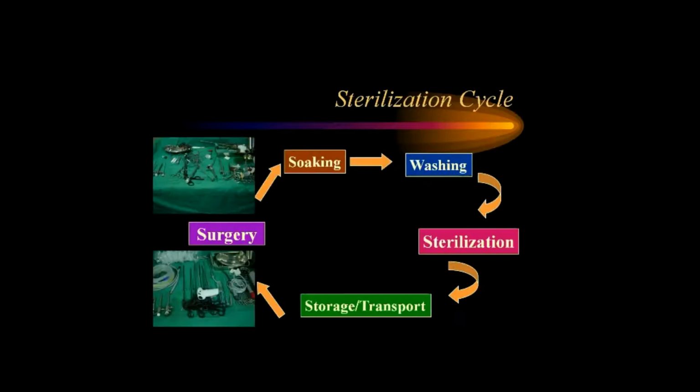Next slide. Let us see this slide carefully. After surgery, the blood-stained instruments have to be taken, disassembled and immediately soaked. Soaking is stage 1 of the sterilization cycle. Then they go for washing. After washing, we should go for some method of sterilization. Then after sterilization, we can either store them or transport them for the next use or even the next surgery. This is what we call a sterilization cycle. Let us concentrate on every aspect in detail.